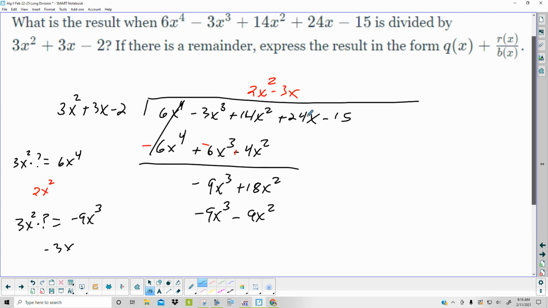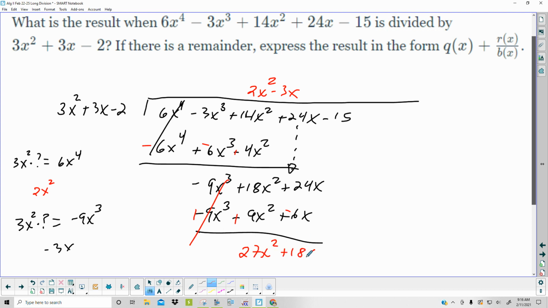Oh, and I forgot to bring down the 24x. I lost track. Plus 6x. Sorry, you guys. And I was supposed to bring down this 24x. I'm sorry. Okay, now I have to change their signs. Plus, plus, minus. That cancels out, and you're left with 27x squared plus 18x, and bring this minus 15 down.